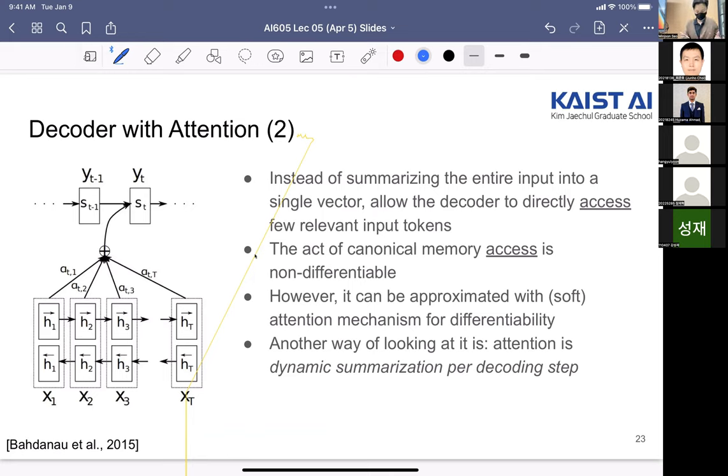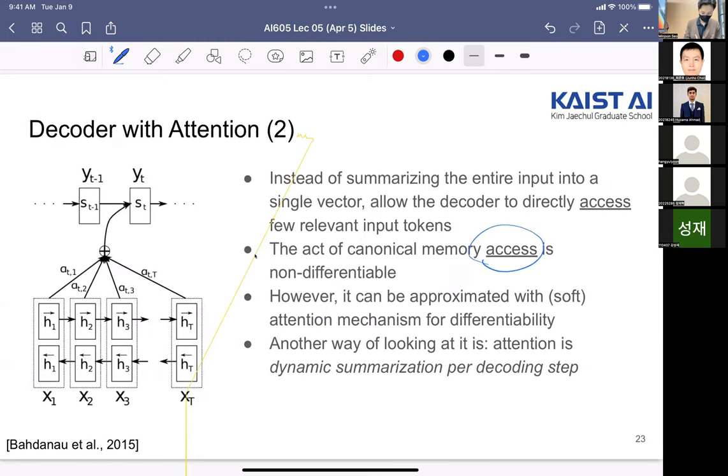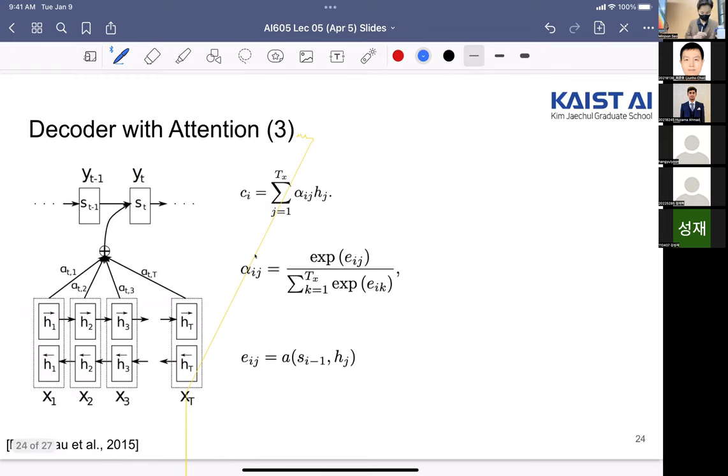Another way of looking at it is that attention is, again, dynamic summarization per decoding step. So access or dynamic summarization, that's the keyword that you can think of this as. So some math, but it's not too complicated, actually.